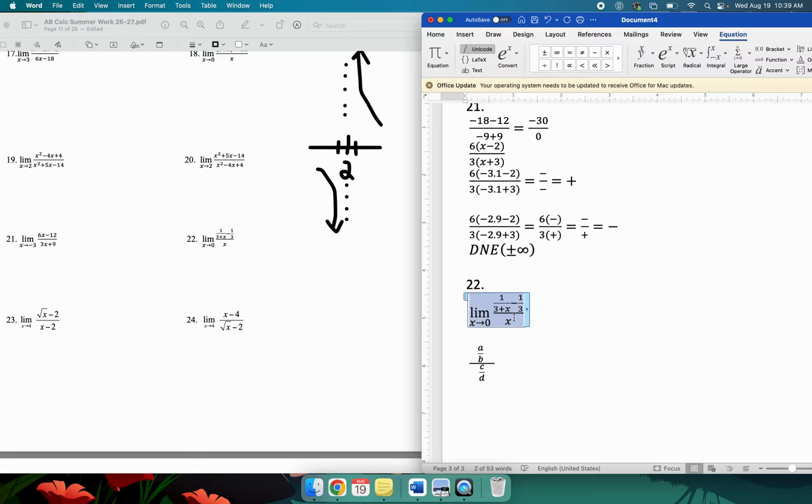This guy is not remotely in that form yet. We have to do a bunch of algebra to put it in that form, and you cannot do keep it, change it, flip it until you get it in that form.